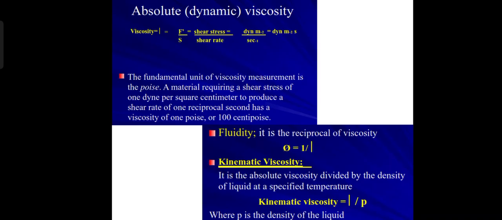Now there are different types of definitions, like absolute viscosity. What do you understand by absolute or dynamic viscosity? The fundamental unit of viscosity is measured in poise. A material requiring a shearing stress of 1 dyne per square centimeter to produce a shear rate of 1 reciprocal second has a viscosity of 1 poise, or 100 centipoise. The equation is eta equals S, the shearing stress, divided by G, the shear rate. The unit is dyne second per square centimeter. Okay, that is the absolute viscosity.